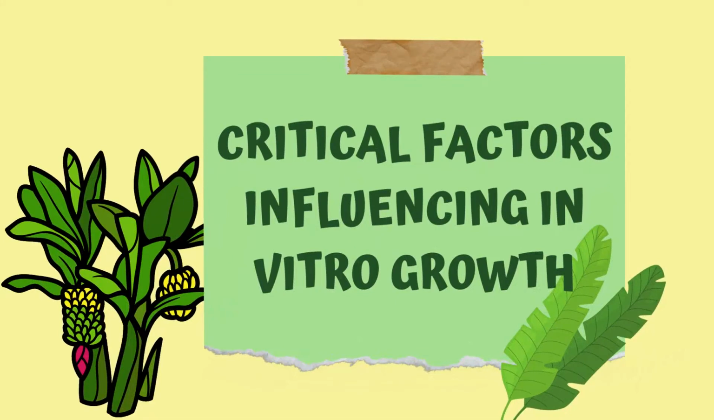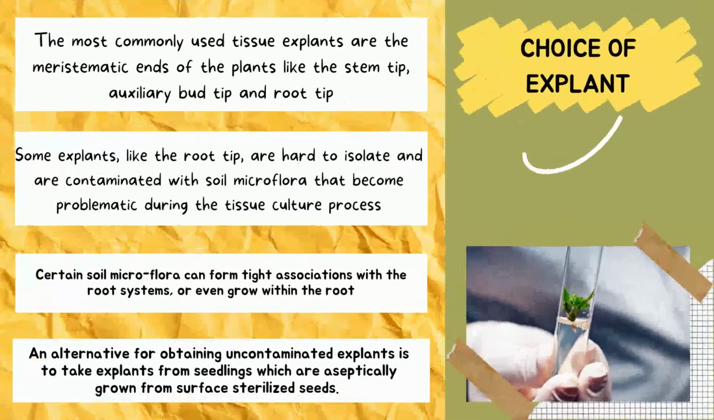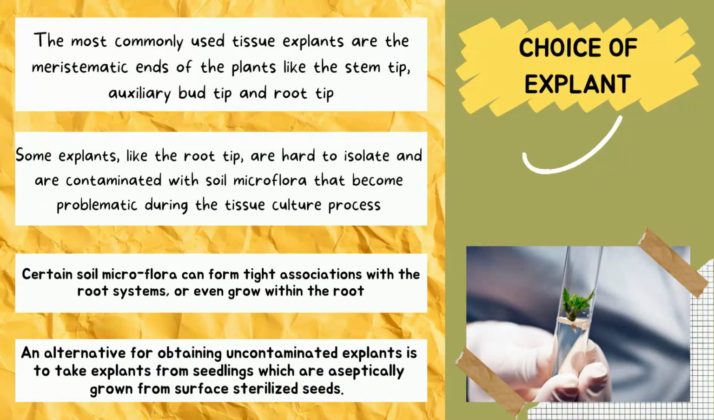Next is the critical factor influencing in vitro growth. First is the choice of explant. In many species, explants of various organs vary in their rates of growth and regeneration, while some do not grow at all. The choice of explant material also determines if the plantlets developed via tissue culture are haploid or diploid. Also, the risk of microbial contamination is increased with an inappropriate explant. Thus, it is very important that an appropriate choice of explant be made prior to tissue culture.